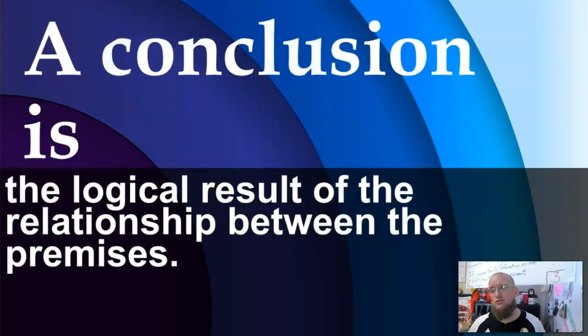I gave you that term. And conclusion, you should already know this from science, and that's a word we use more. It's the logical result of the relationship between premises. So you have multiple premises, if it's cause and effect, whatever it is, and then you draw the conclusions from them.